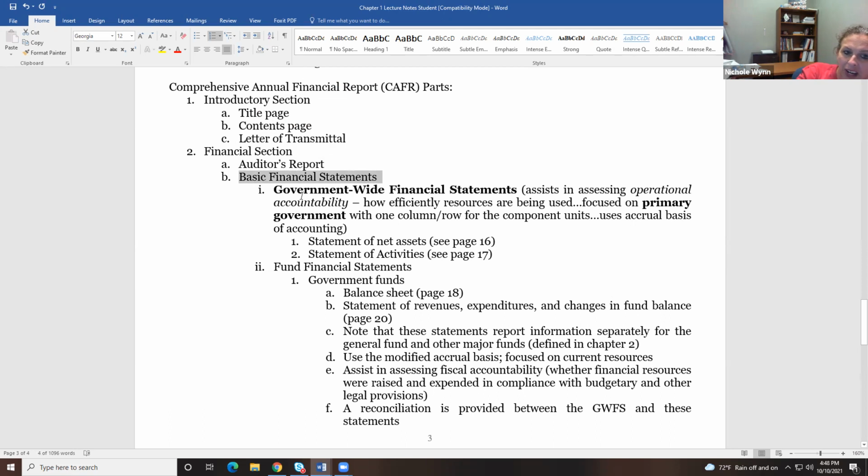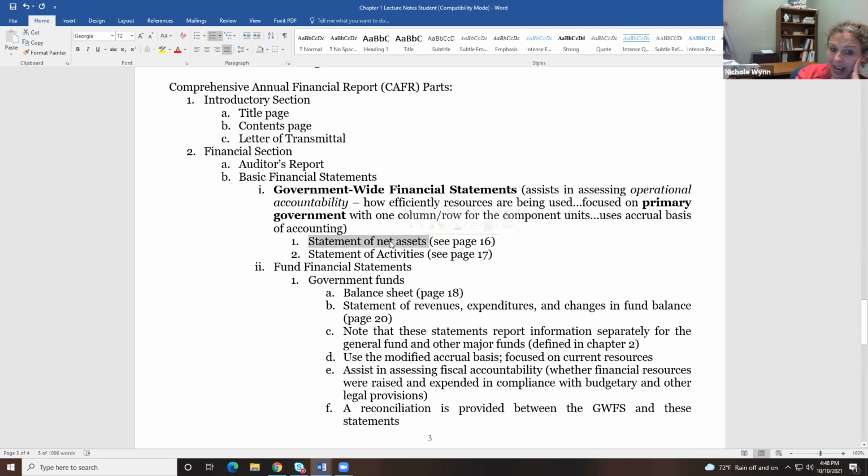The government-wide financial statements cover the entire government. They are going to do the equivalent of a balance sheet and an income statement. Notice they don't have a cash flow statement. It's just a balance sheet and an income statement. And we will look at and create examples of these throughout.